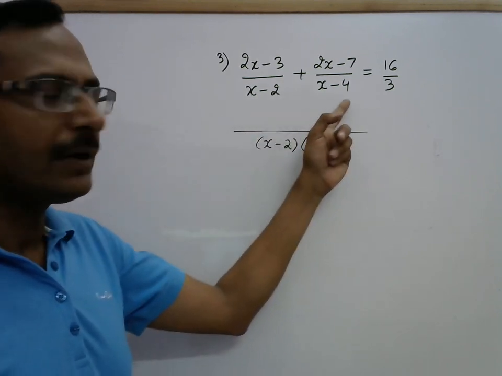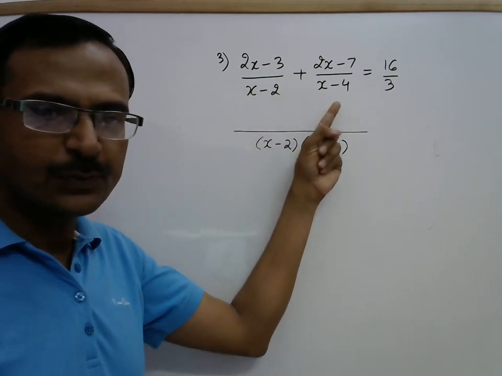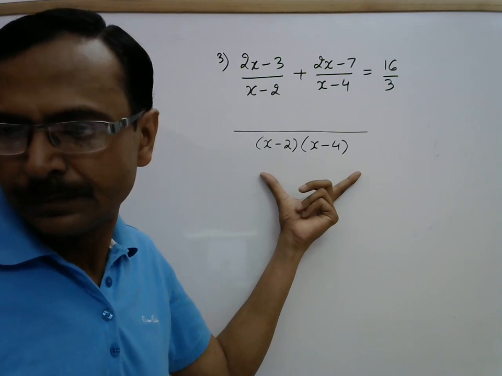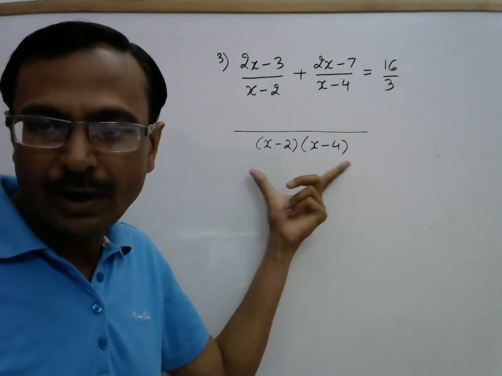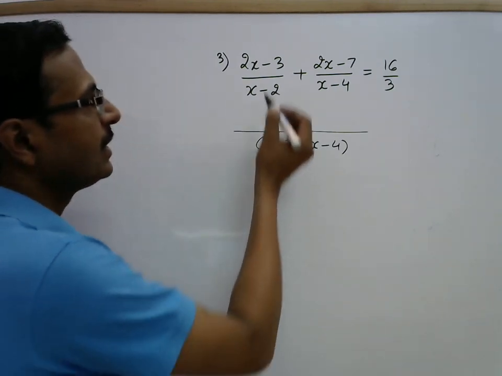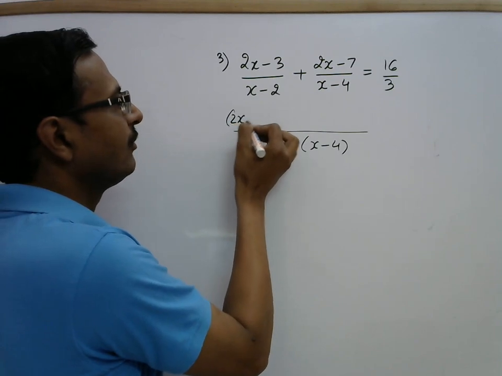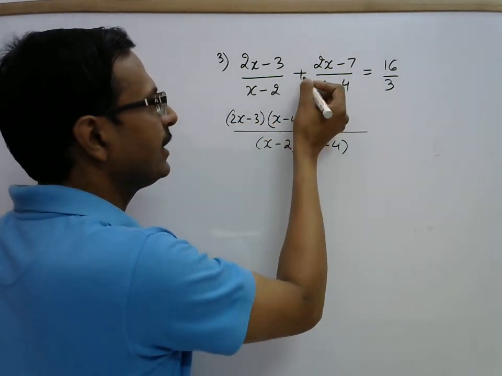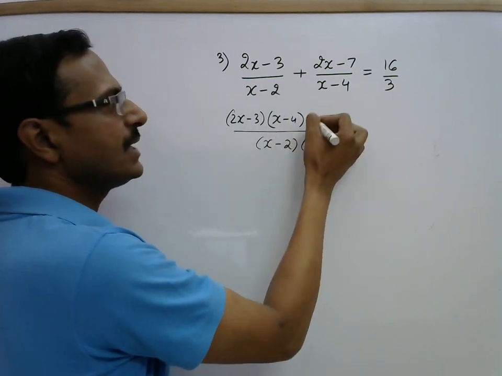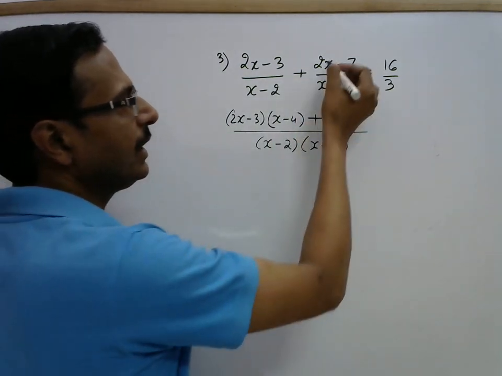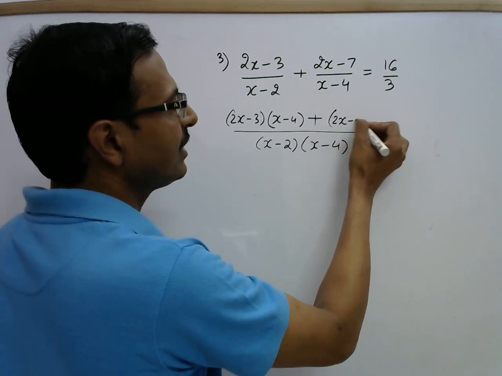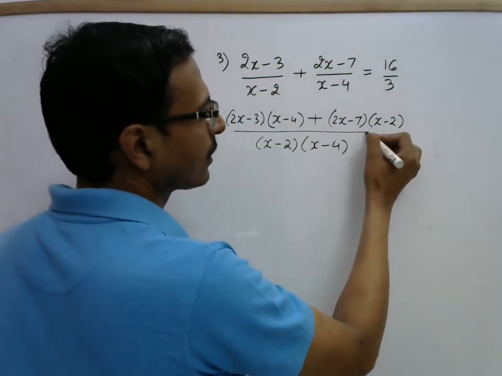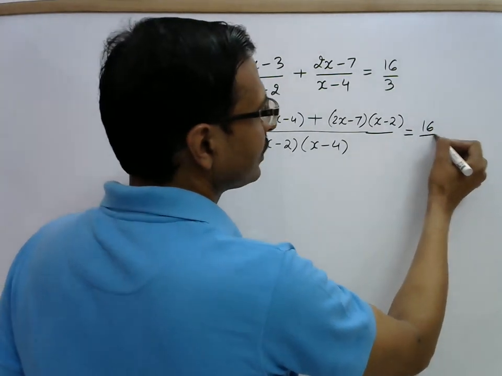In the denominator, you have x minus 2 and x minus 4. Those have to be multiplied in the denominator here. And in the numerator, you have to cross multiply. See, 2x minus 3 will get multiplied by x minus 4, the denominator. And in the middle, you have plus sign. So you will write the plus sign. Then numerator here, 2x minus 7 will get multiplied by x minus 2 is equal to 16 upon 3.